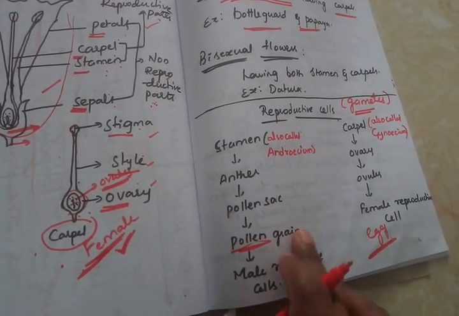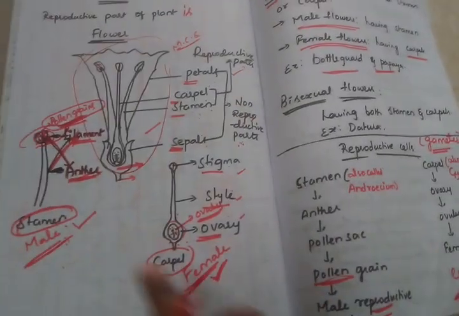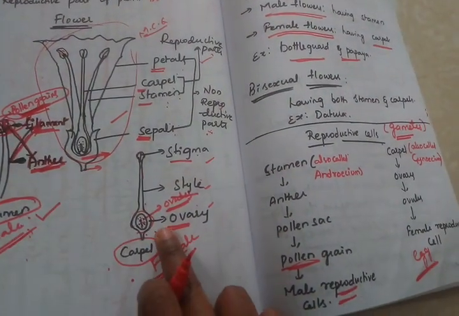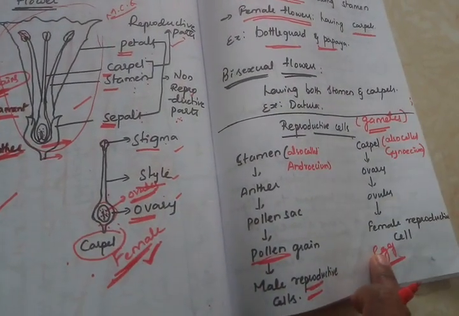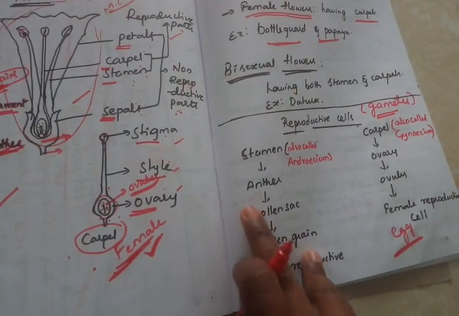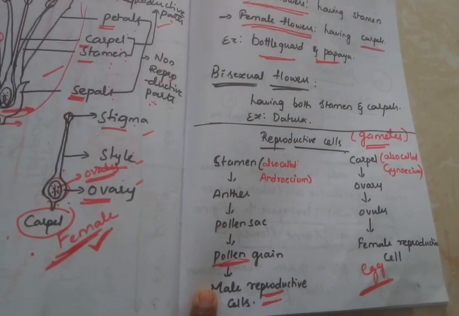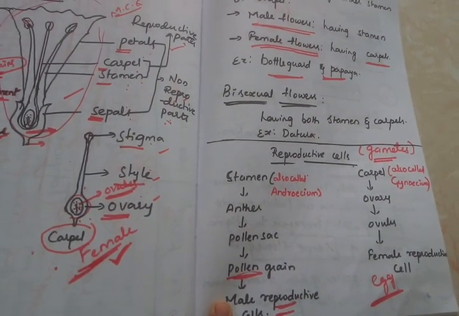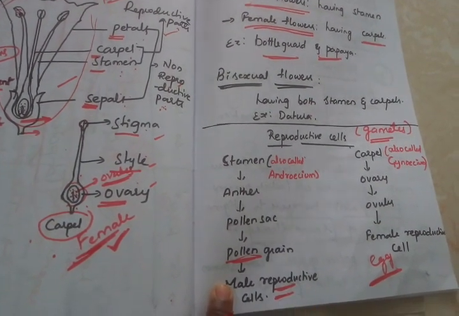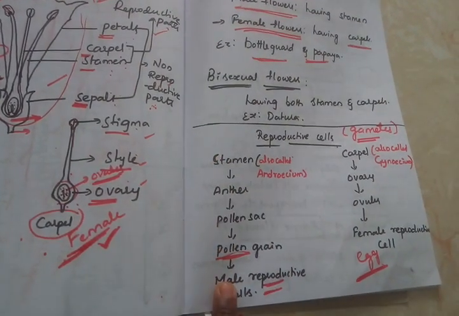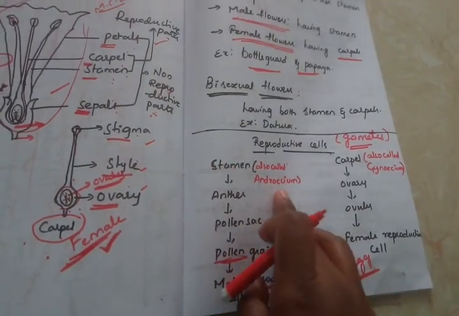So in the pollen grains we have the male reproductive cell, and in the ovules we have the female reproductive cell. Both the male reproductive cell and female reproductive cell will participate in the reproduction process, and finally reproduction happens in the plants. So this is the path of the reproductive cells. Clear, everybody?